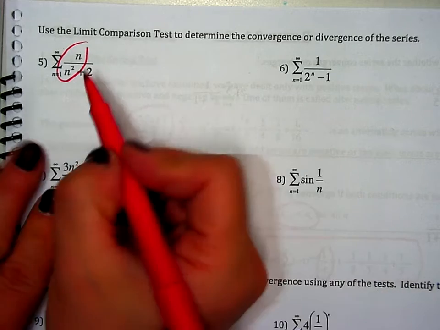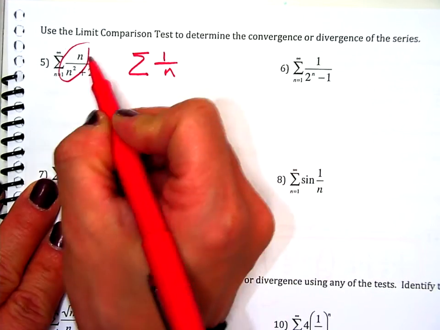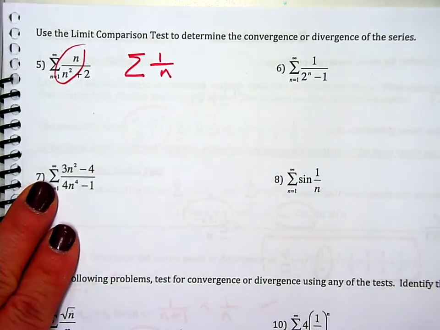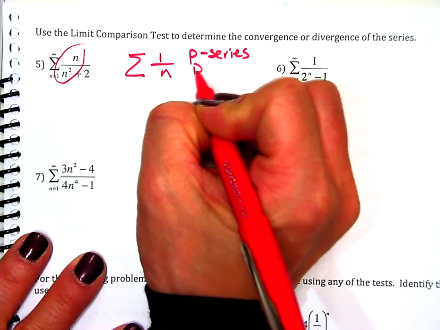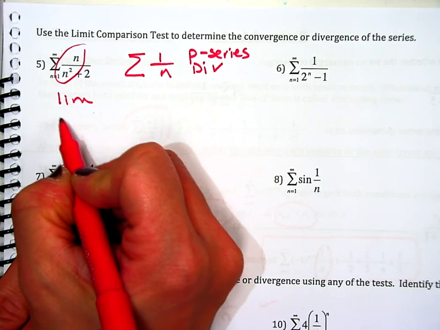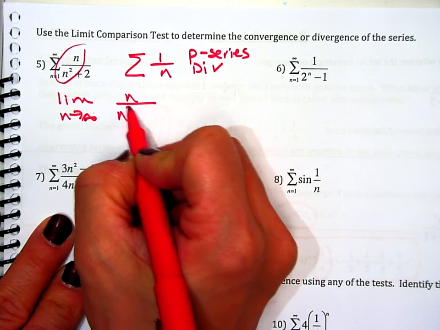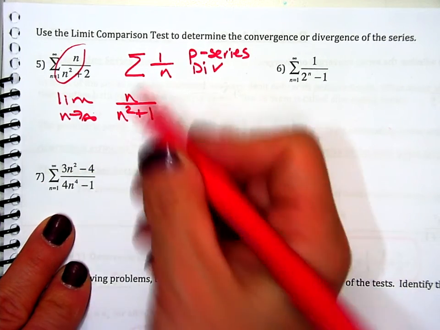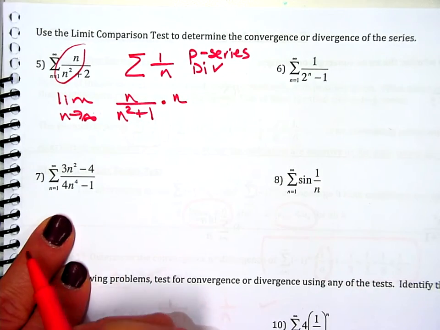So the series that I'm going to compare it to is going to be really 1 over n, because n over n squared simplifies to 1 over n. And I know this is a p series that diverges. So now I will go ahead and do the limit comparison test, which says take the limit of the general term, the original, divided by what you're comparing to, which is the same as multiplying by the reciprocal.